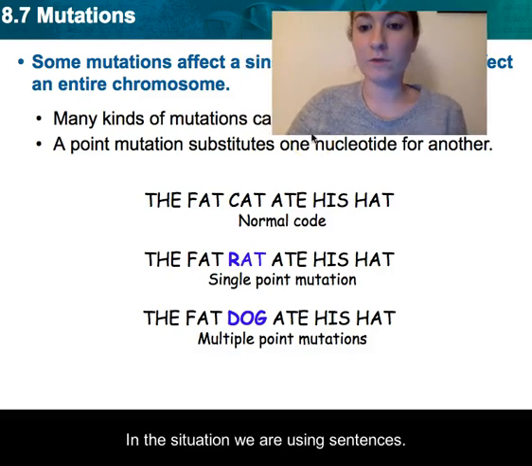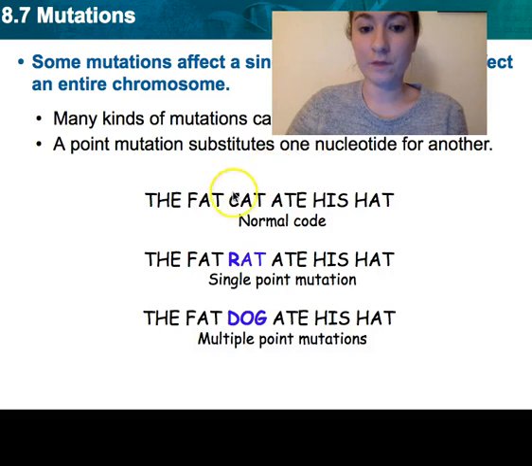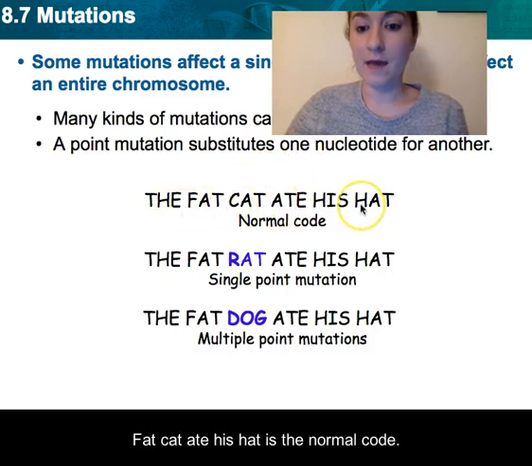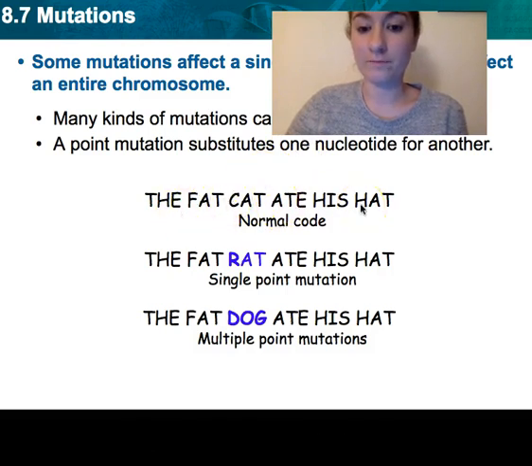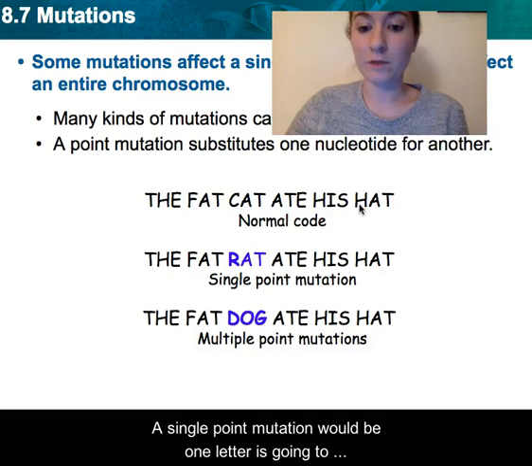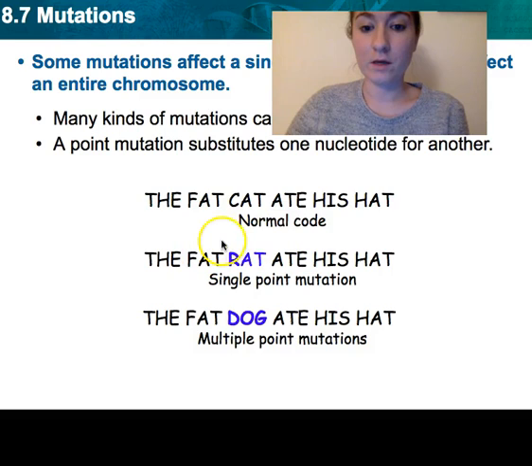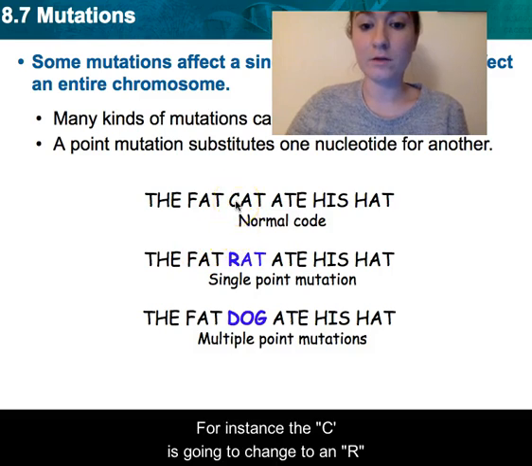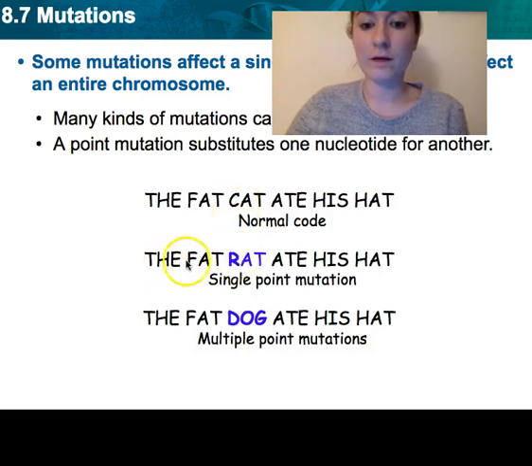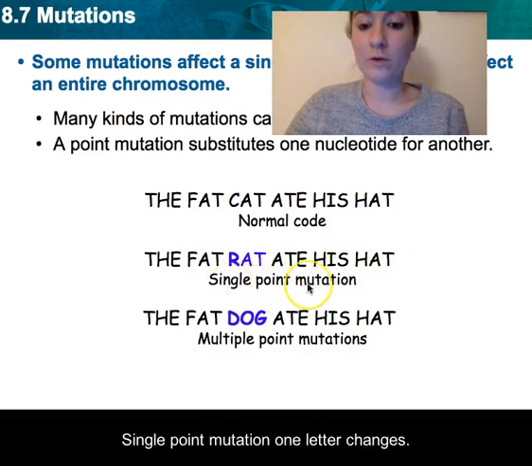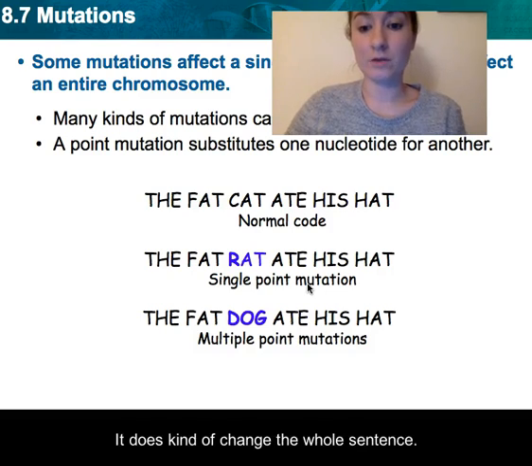In this situation, we are using sentences. The fat cat ate his hat is the normal code. A single point mutation would be one letter is going to change in the code. For instance, the C is going to change to an R. The fat rat ate his hat. Single point mutation. One letter changes. It does kind of change the whole sentence though.